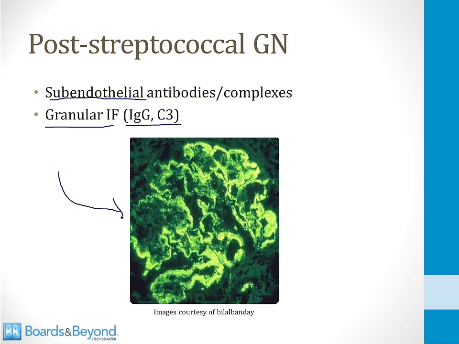Shown on the screen is an example of a granular appearing immunofluorescence staining of a kidney biopsy sample. If you focus on the left side of the screen, you see a bumpy appearance to the bright green area. That bumpy appearance is because of deposition of antigen-antibody complexes in the kidney.